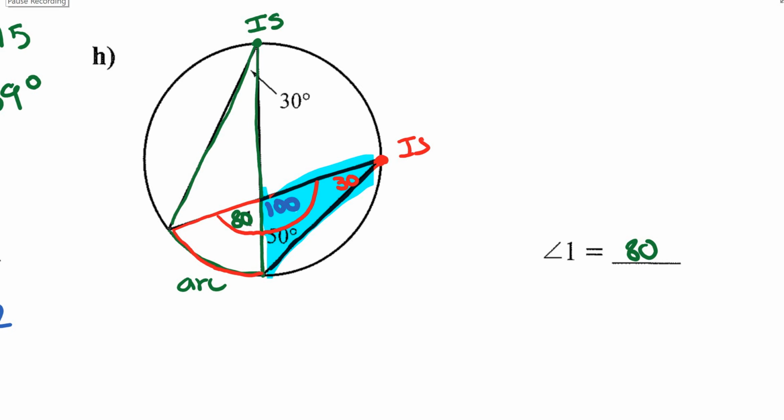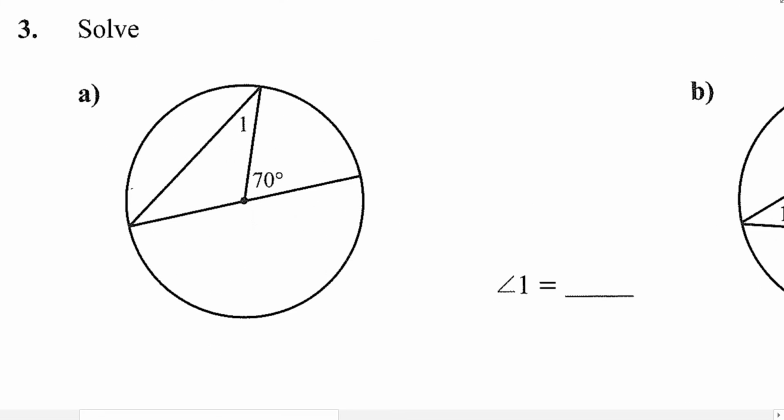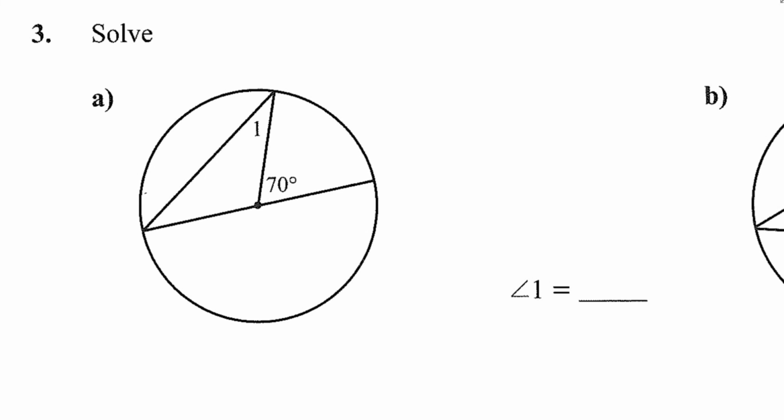Okay, let's move on to the next set of questions in the homework package. Question number 3a. Okay, so for 3a, this one's not too bad. Right away, I know I have angles on a line right there. So I can do 180 minus 70 degrees, and that's going to be 110. So this is going to be 110 degrees.